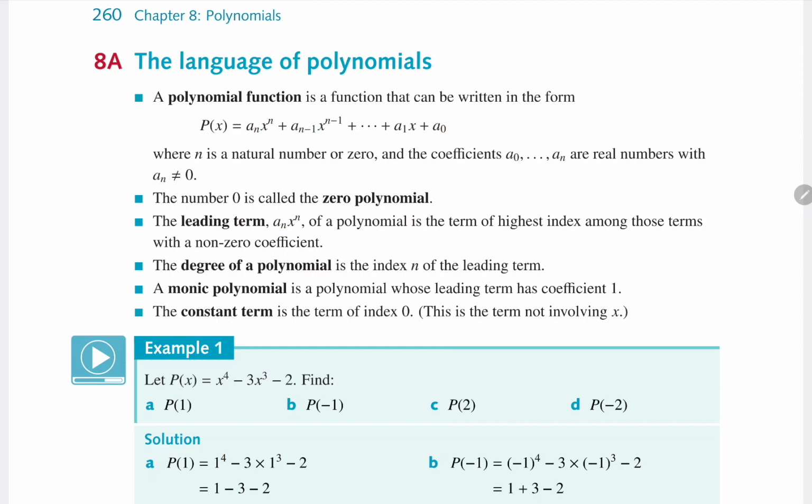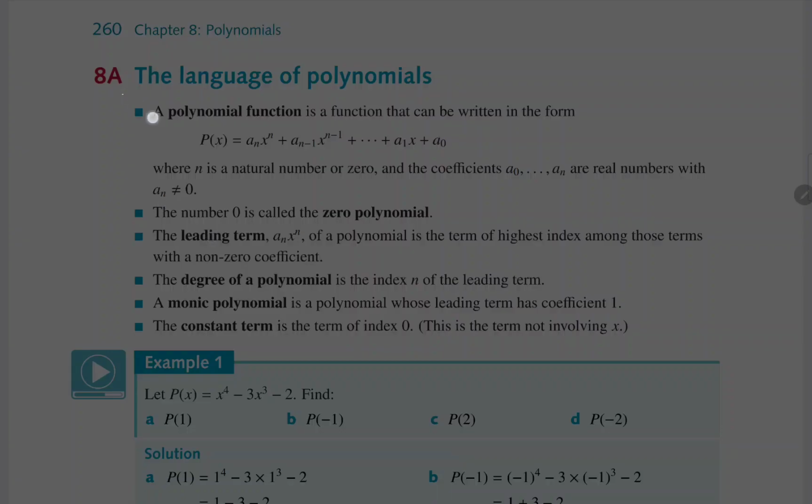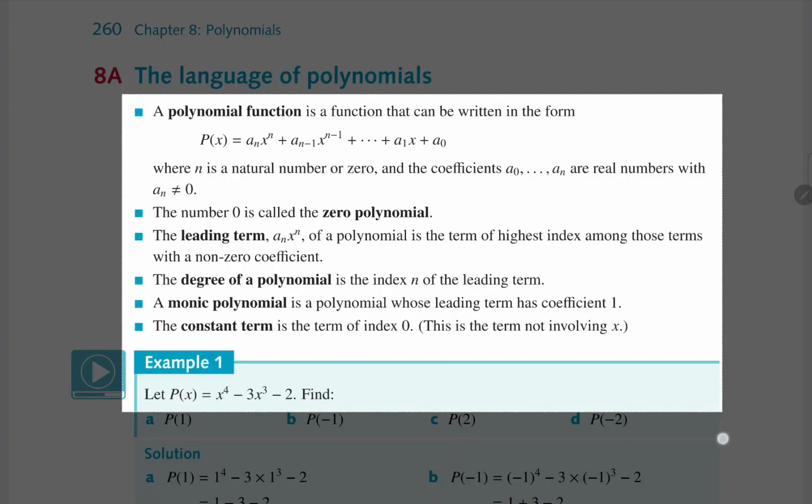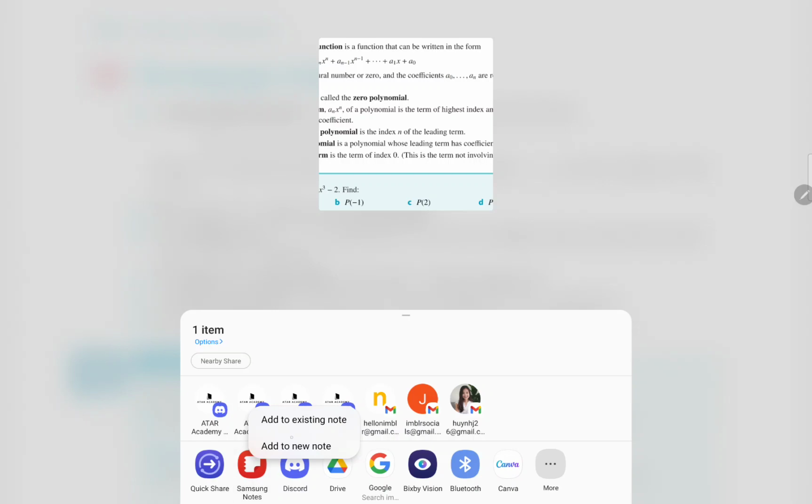Yes, that is correct. You are correct. Yes. Okay. Let's see. Monic, constant term. Okay. I will borrow this explanation here and the example. You note.